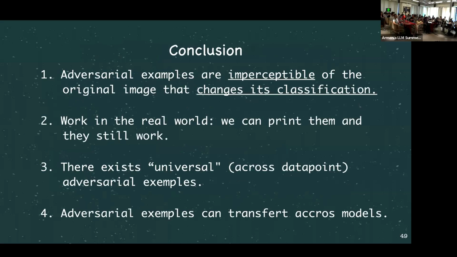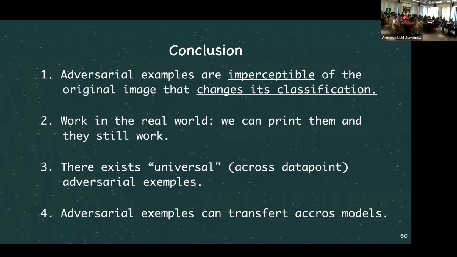Okay, and I think that's, yes, the conclusion is that adversarial examples are imperceptible, or at least barely perceptible for humans, perturbations of the original image that change its classification. And that's the crux here: the model was right and is right for most perturbations, but not for this one. And they work in the real world.